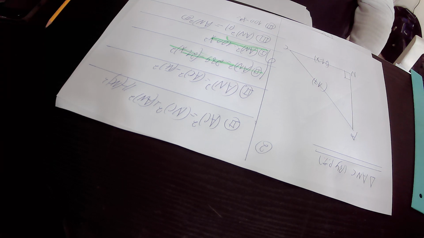So AN squared according to equation 1 equals 100 minus x squared, and it must be equal to AN squared according to equation 2. AN squared according to equation 2 equals 289 minus (21 minus x) squared. So according to equation 3, we find that 100 minus x squared, that is AN squared according to equation 1, equals 289 minus (21 minus x) squared, that is AN squared according to equation 2. So here we open the brackets of the expression (21 minus x) squared.